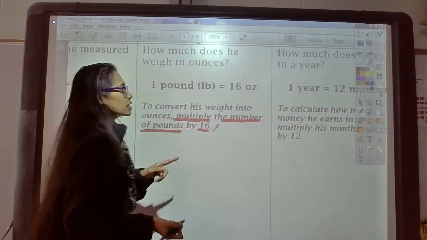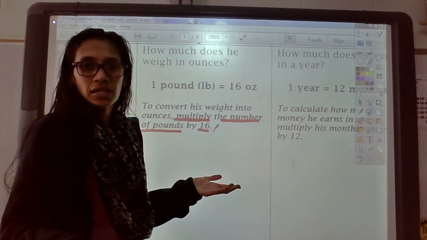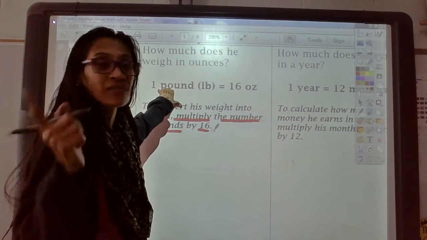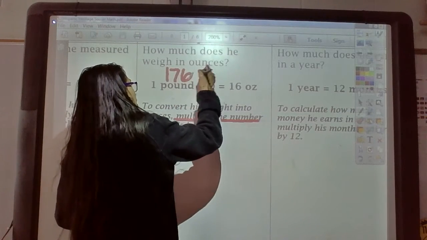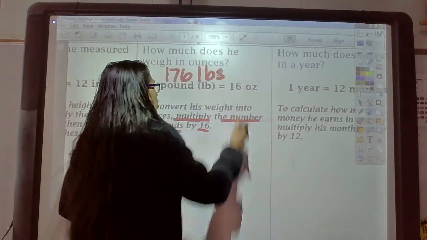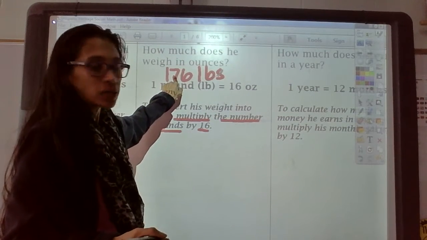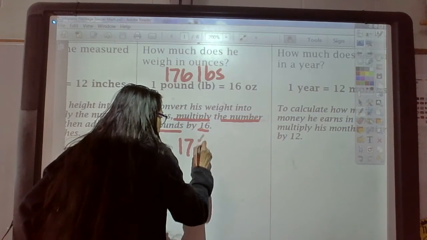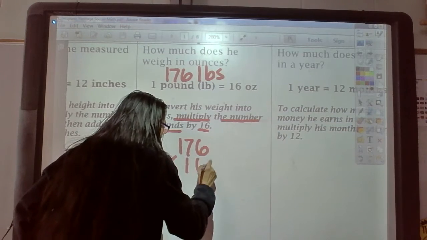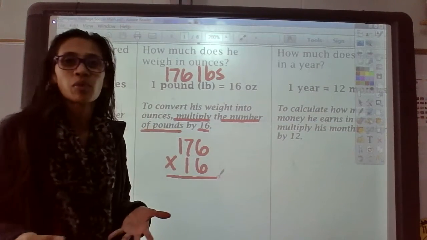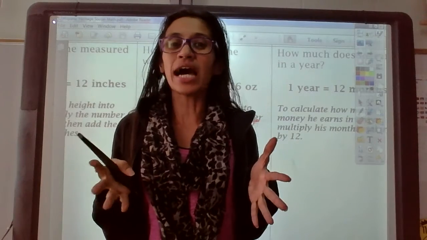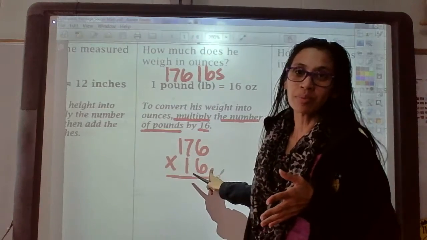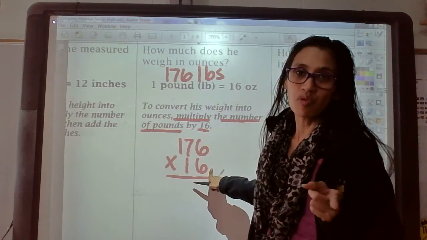by 16. Well, how many pounds was he? 1 pound? No, he's not 1 pound. Go look at the top. It was 176. He was 176 pounds, or lbs. So we need to do that times 16, okay? So I'm going to write 176 times 16. Always make sure all your numbers are nice and straight, nice and neat, so you can multiply correctly. Did you set up your problem vertically like this? Are you ready to multiply?